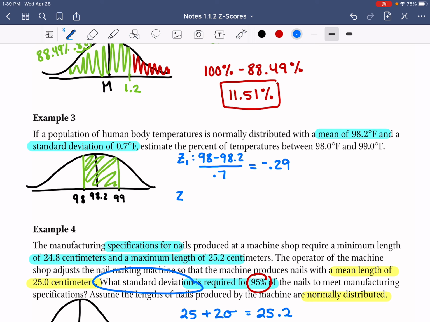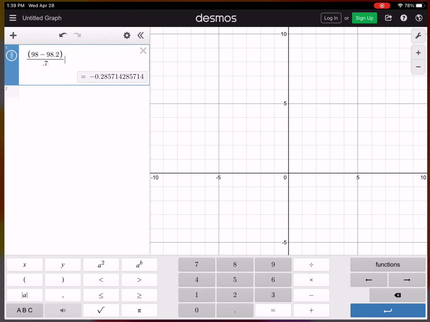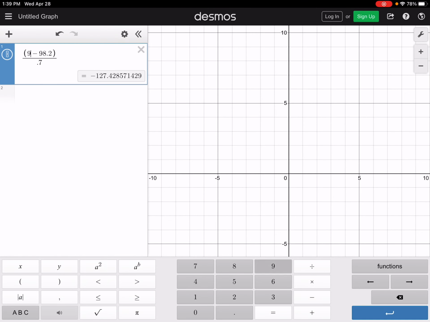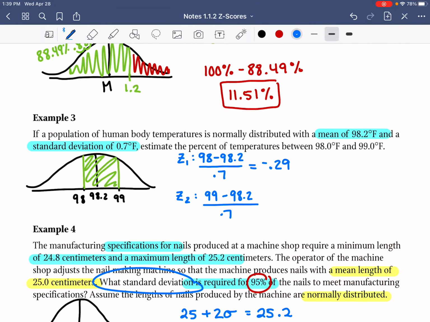Then I'm going to find my second z-score. I'm using the 99. So 99 minus 98.2 divided by 0.7. So I'm just going to use the same thing. I'm just going to delete the 8 and put a 9. So I get 1.142, so it's 1.14. We don't round. So this is 1.14 standard deviations above, so more than a standard deviation above the mean.